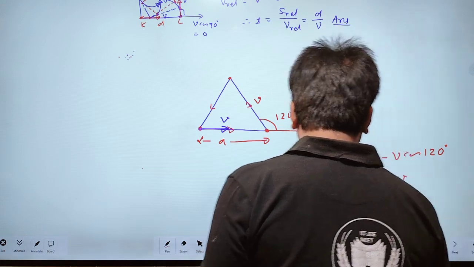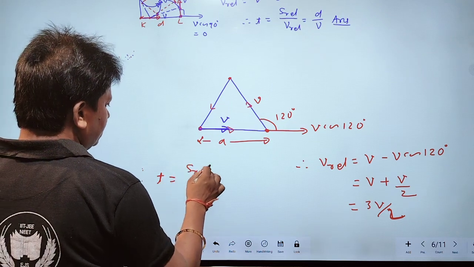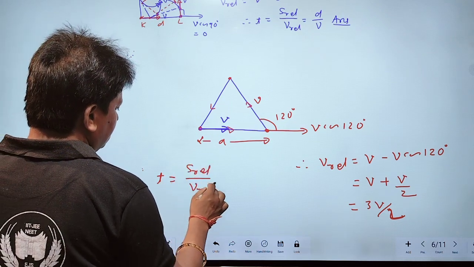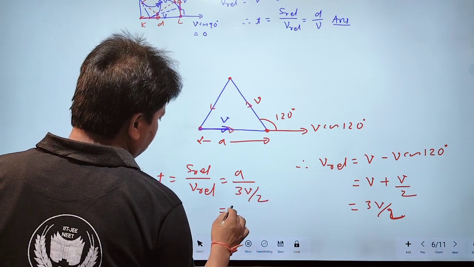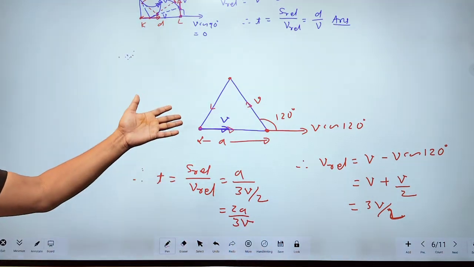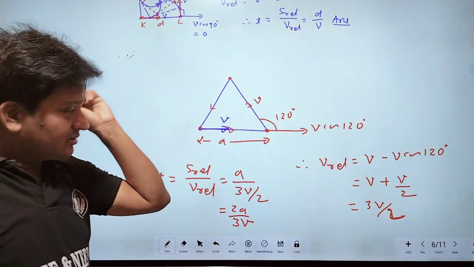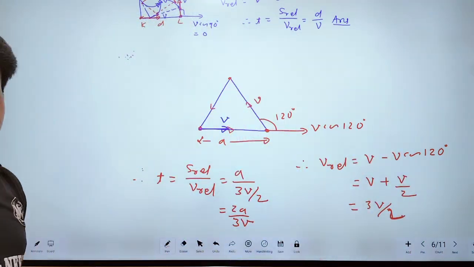Okay. Therefore the time taken should be equal to S relative upon V relative. Therefore a by 3V by 2, which is 2a by 3V. Okay. It can be a pentagon, hexagon, octagon, any polygon. Okay.